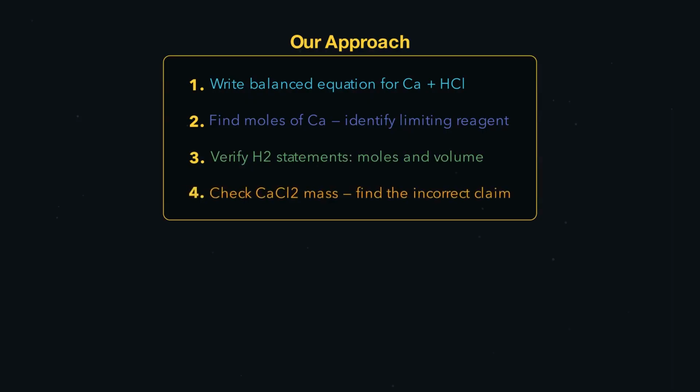Here's our approach. First, we write the balanced equation for calcium reacting with HCl. Then we calculate the moles of calcium. Since HCl is in excess, calcium is the limiting reagent. We verify each statement about hydrogen gas produced. Finally, we check the mass of calcium chloride, and that's where the trap is hiding.